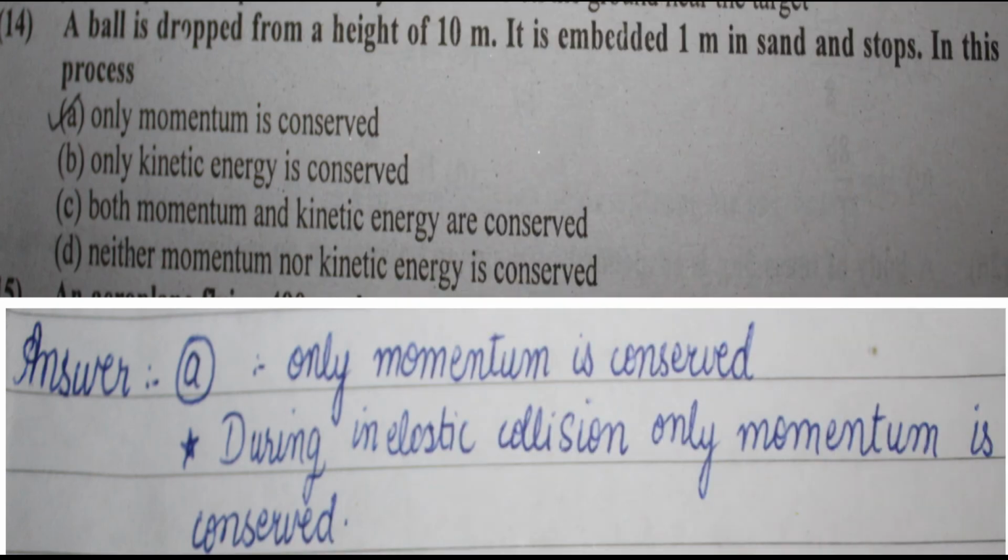Next question is, a ball is dropped from a height of 10 meters. It is embedded 1 meter in sand and stops in this process. Now the collision mentioned in the statement is actually an inelastic collision, and during an inelastic collision only momentum is conserved. So option A, only momentum is conserved, is going to be the right answer.